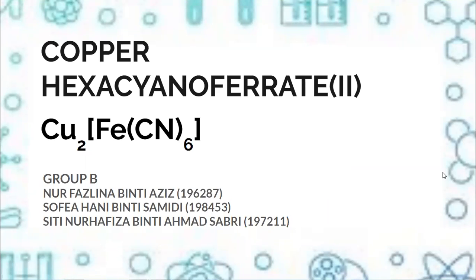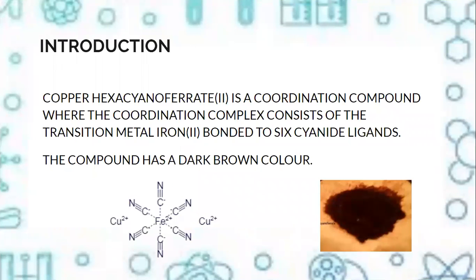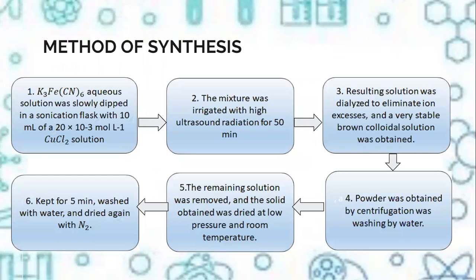We will discuss the compound copper hexacyanoferrate. Now we will move to the introduction of the compound. The compound consists of a transition metal ion bonded to the cyanide ligand. The compound is dark brown in color. Now we will move to the method of synthesis.